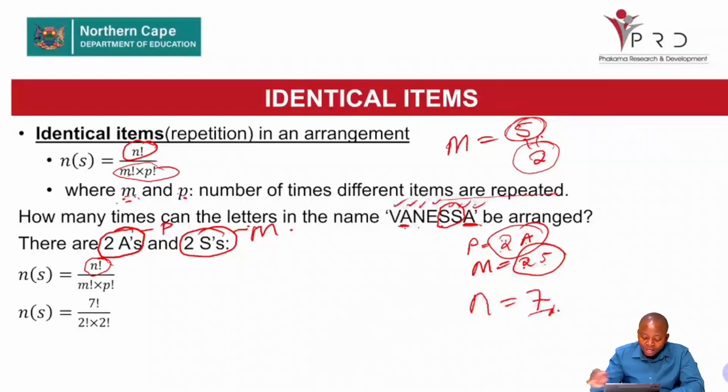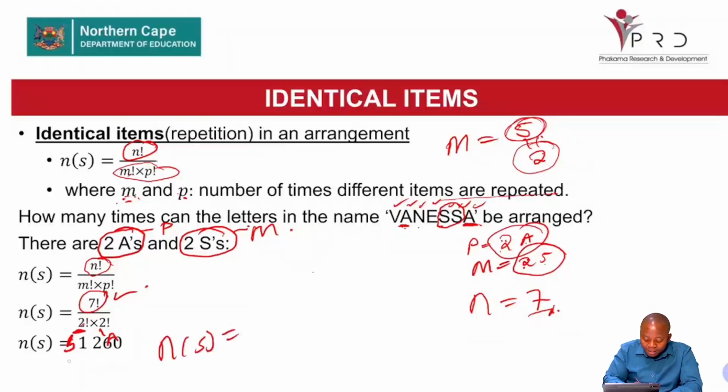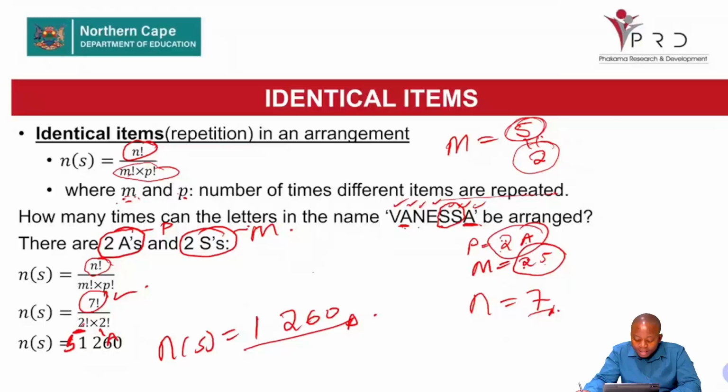Now, what do we have in this case? N is 7, total is 7. The repeated items, let's say this is for S, and this is for A. How many S's do we have? 2. And how many letter A do we have? 2 again. Maybe if, for example, the letter A was 3, it would be 2 factorial times 3 factorial, just to elaborate further. Then, in that case, the number of ways this can be arranged is going to be 1,260, considering those identical items.